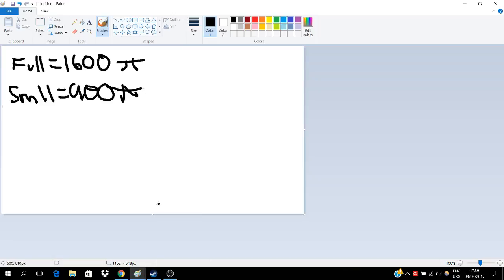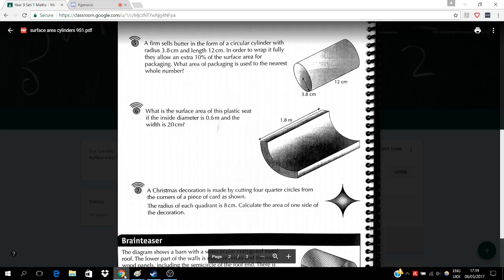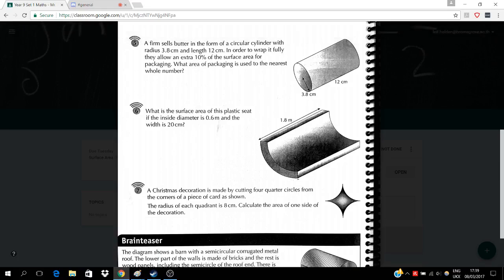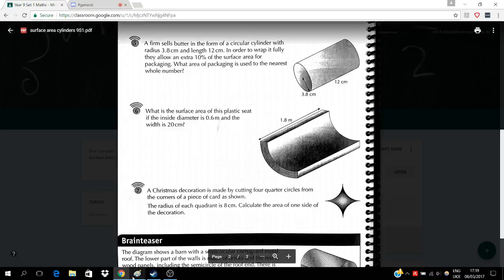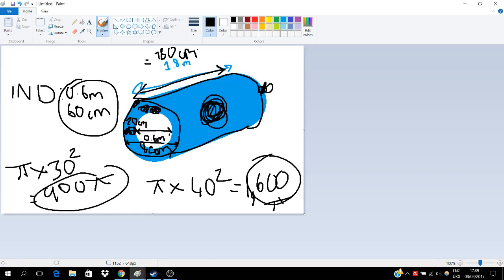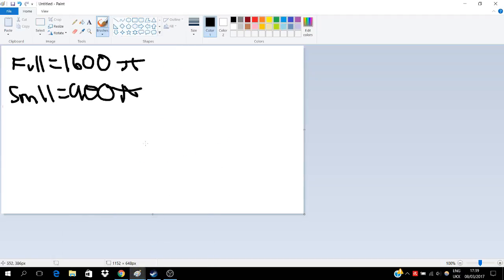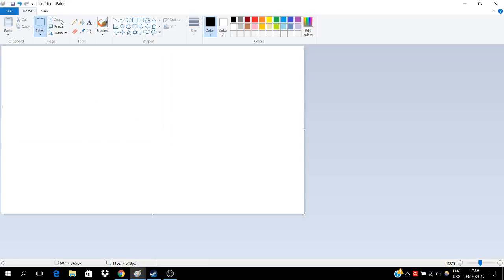Now we know both of them. What do we need to do to find the blue area, this area over here? Well, of course, we need the full circle minus the small circle. So 1,600 minus 900 is, of course, going to equal 700. So we're going to call it surface 1. Surface 1 equals 700 pi.